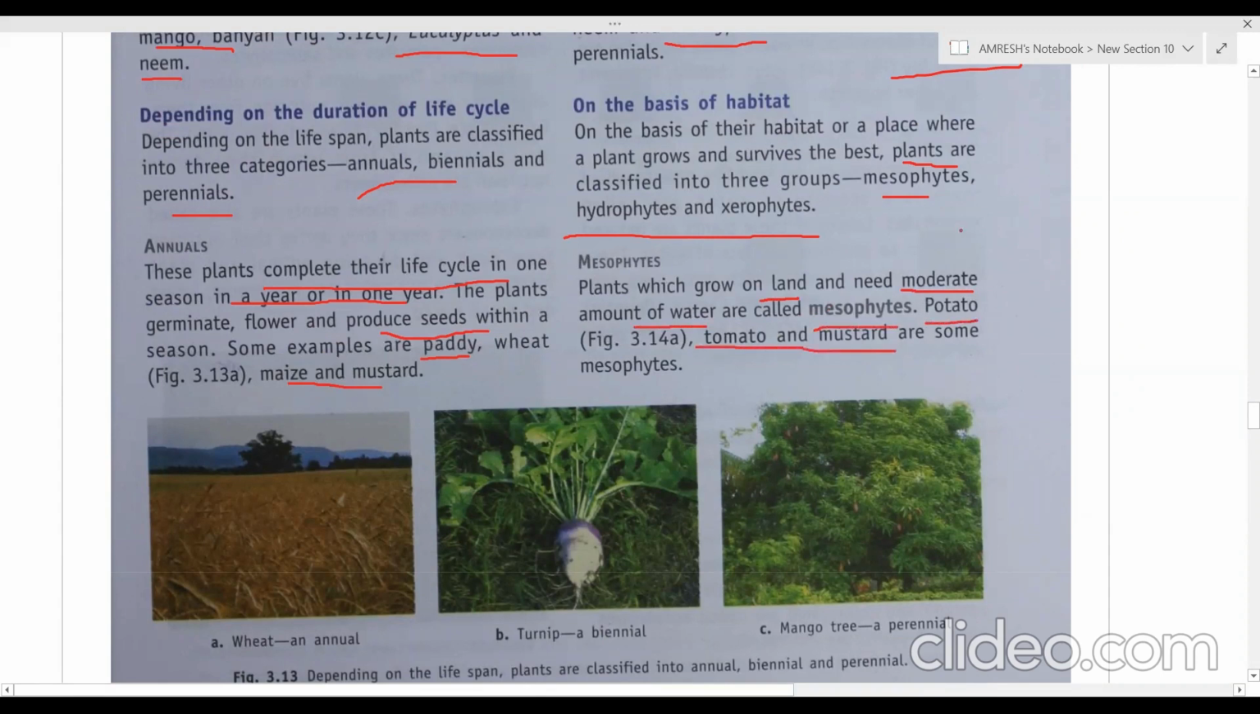Normal water. Meso means normal, moderate climate चाहिए. Land में grow करेंगे, plain area में grow करेंगे और उनको moderate amount of water चाहिए growth के लिए. They need a moderate amount of water for growth. They are called mesophytes. Examples are tomato and mustard. See here, wheat is an annual plant, turnip is a biennial plant and mango is a perennial plant.